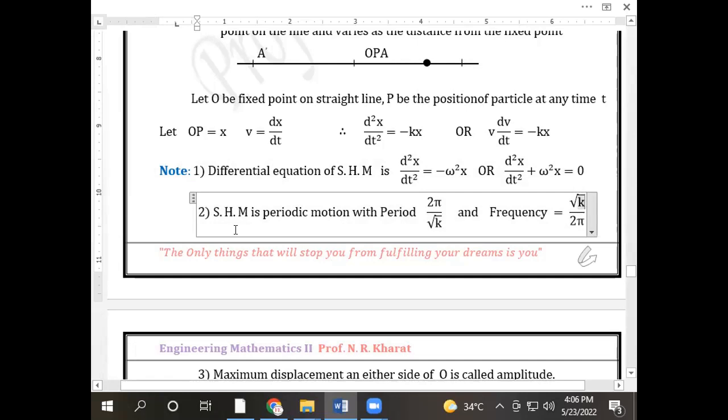Simple harmonic motion is a periodic motion with a period, and the period of the simple harmonic motion is 2 pi upon root k, and the frequency is nothing but 1 upon the period. The frequency is equal to root k upon 2 pi.